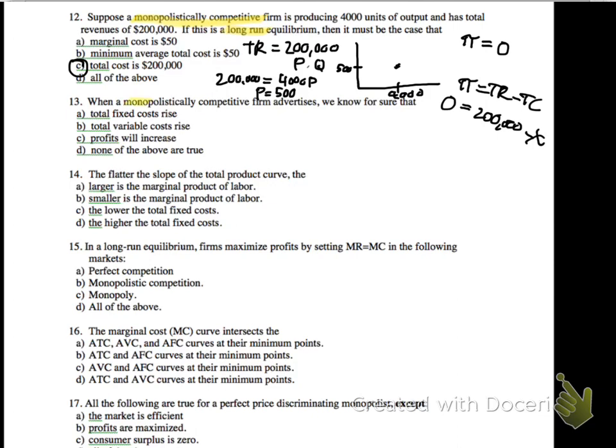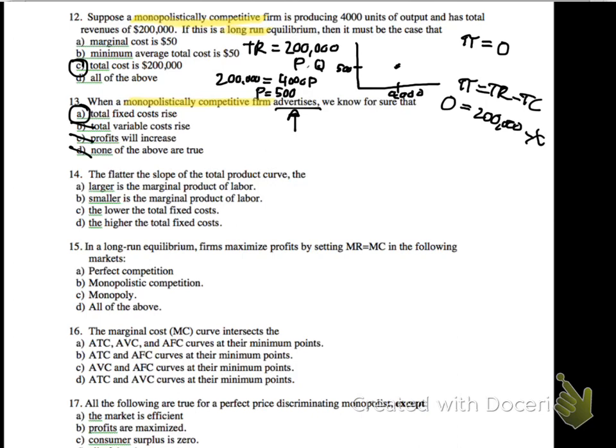Okay, moving on. Monopolistic competitive firm advertises. Advertisements, this is kind of a definition question. So say you're advertising for a Super Bowl ad. Super Bowl ads are worth millions of dollars per 30 seconds or something. So that is a fixed cost. So that will increase if you choose to advertise. It's not a variable cost. Profits will increase. You're not sure if your advertising will be successful. And yeah, so it's a fixed cost rise.